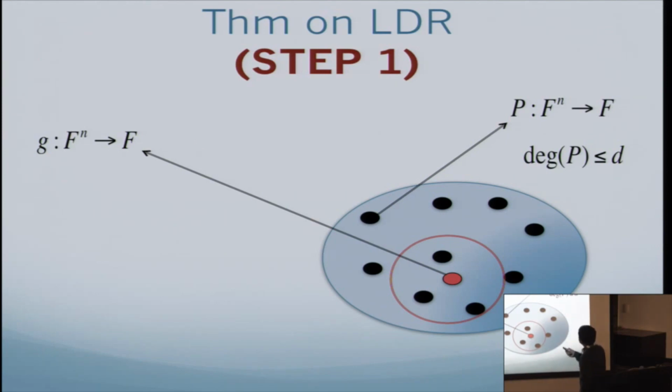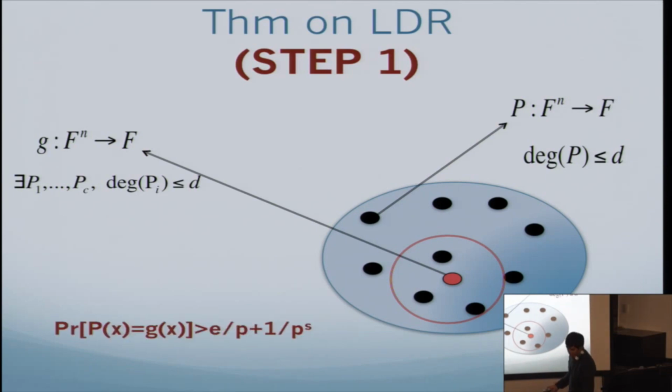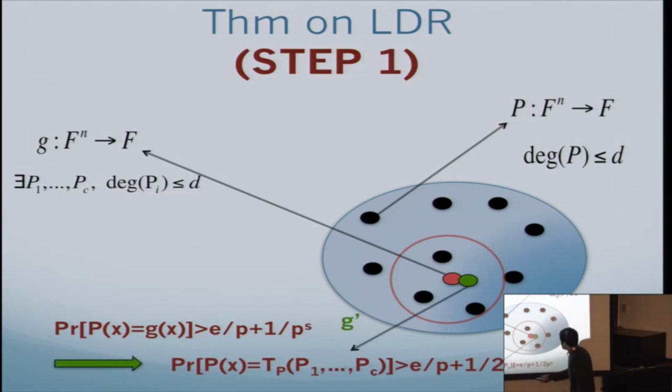So you have these code words which are low degree polynomials, and you have a center G, which is an n-variate function, and the proxy is defined as follows. There exist these C code words which will act as a proxy for G, and what that means is, whenever a polynomial P is close to G, close meaning whatever radius we're interested in, then that polynomial is also close to a G prime which looks like this.